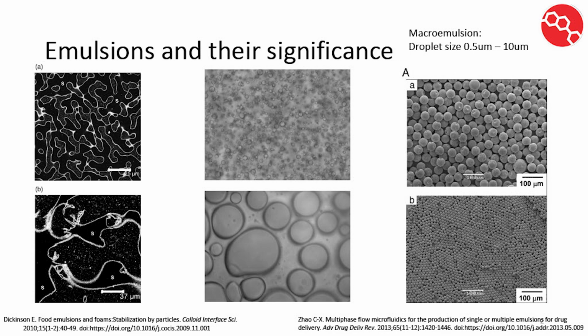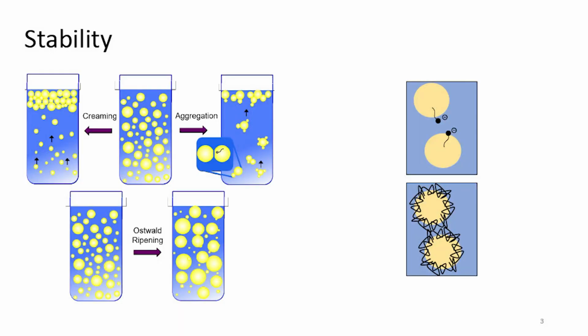You can imagine that the stability of an emulsion is very important because, say, you were to get a drug delivered to your body and it wasn't the same concentration that it was supposed to be, that would be very problematic. So, it's very important that we understand the stability of emulsions.